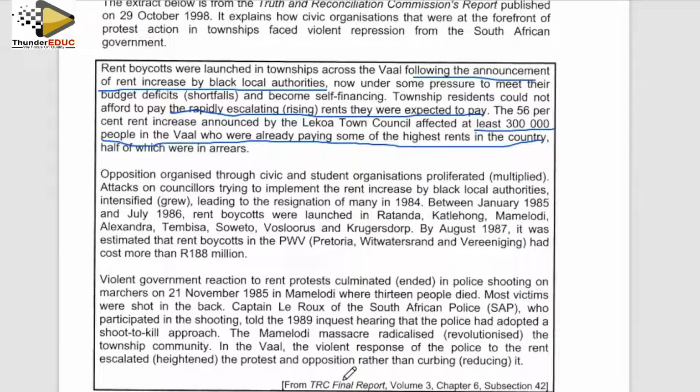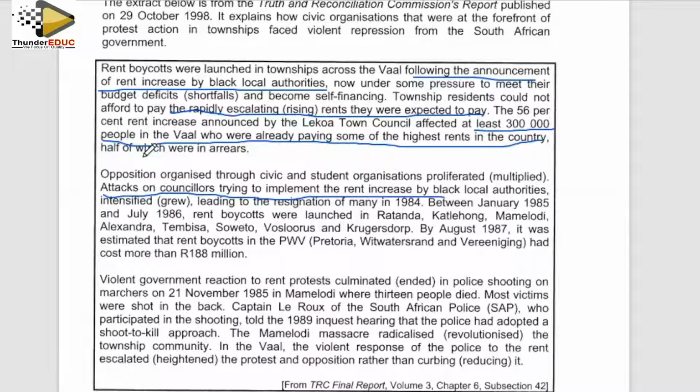Right. Paragraph number 2, it says, opposition organized through civic and student organizations proliferated or multiplied. Attacks on councillors trying to implement the rent increase by Black local authorities intensified or grew, leading to the resignation of many in 1984. Right. So we are seeing the context there of councillors resigning from their positions around 1984. Why? The first reason is there. It talks about attacks on councillors trying to implement the rent increase.